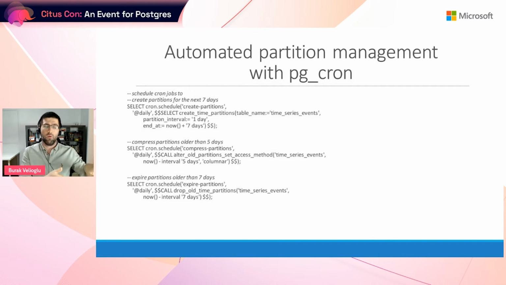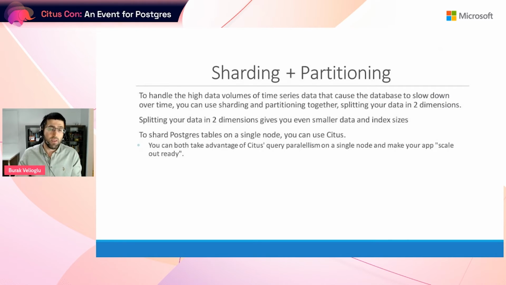So basically, by providing that information, you can completely forget about creating partitions for the next days, compressing your partitions older than however many days or months you want, or expiring your partitions older than a given amount of time. And you can do all of those in a single node Postgres, because Citus supports adding itself as an extension on a single node Postgres. So if you don't want to scale out your data at the beginning of your workload, you can start sharding and partitioning on the same node.